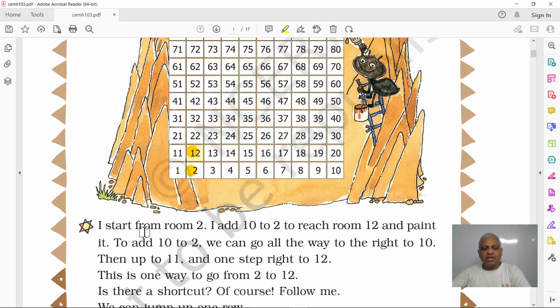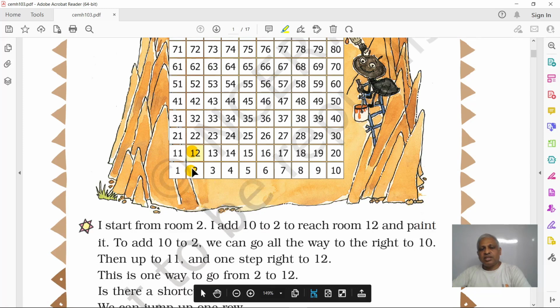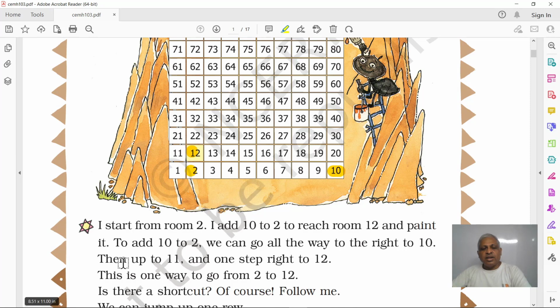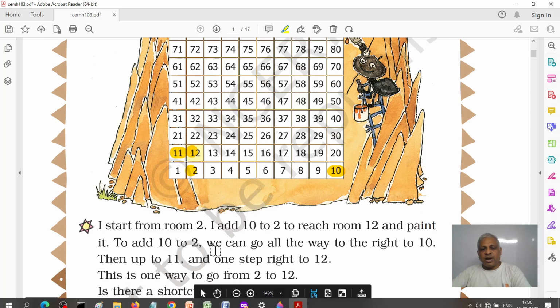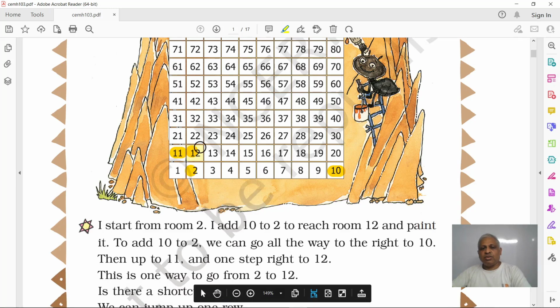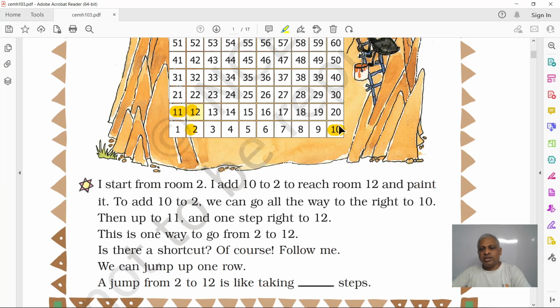Okay, 12 is painted. Now to add 10 to 2, we can go all the way to the right to 10 and then up to 11. Right to 10 means like this: 2, 3, 4, 5, 6, 7, 8, 9, 10. This is 10. Then up to 11. This is 11. And then one step to the right, 12. This is how you will reach 12, it is saying here. Like this only you will go, 10, after that 11 and 12.